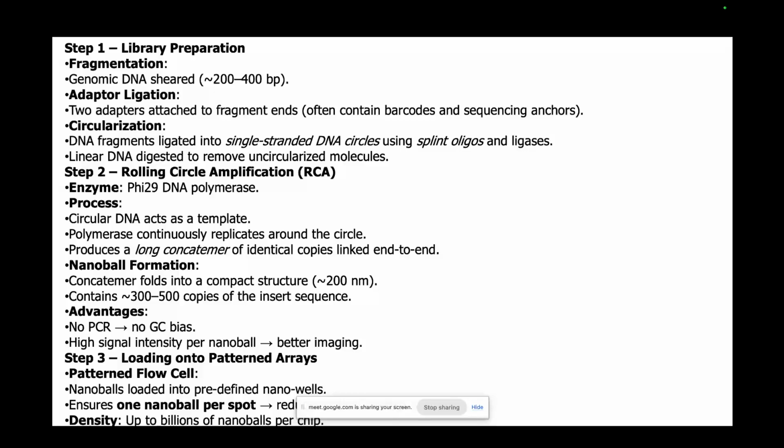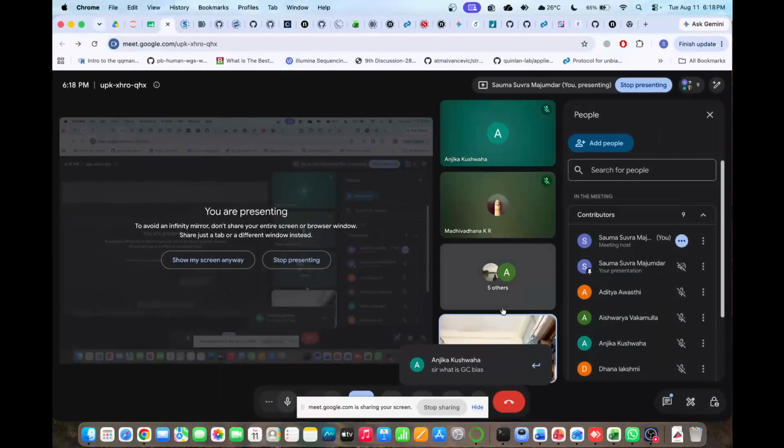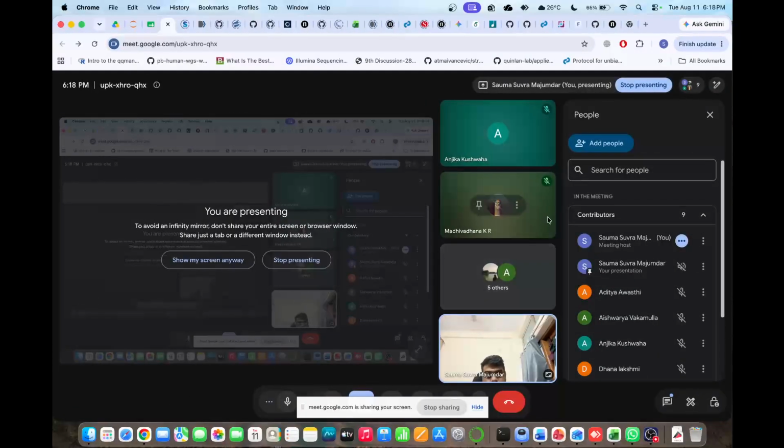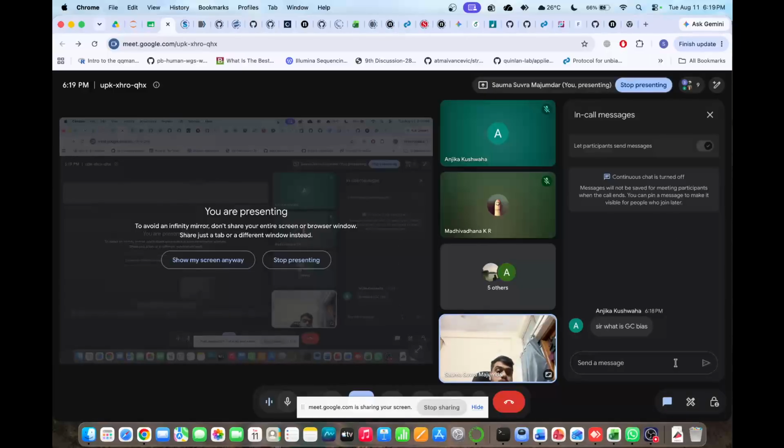And another important thing, another advantage of using nanoballs is that each... sorry, is anyone saying anything? Oh, okay.